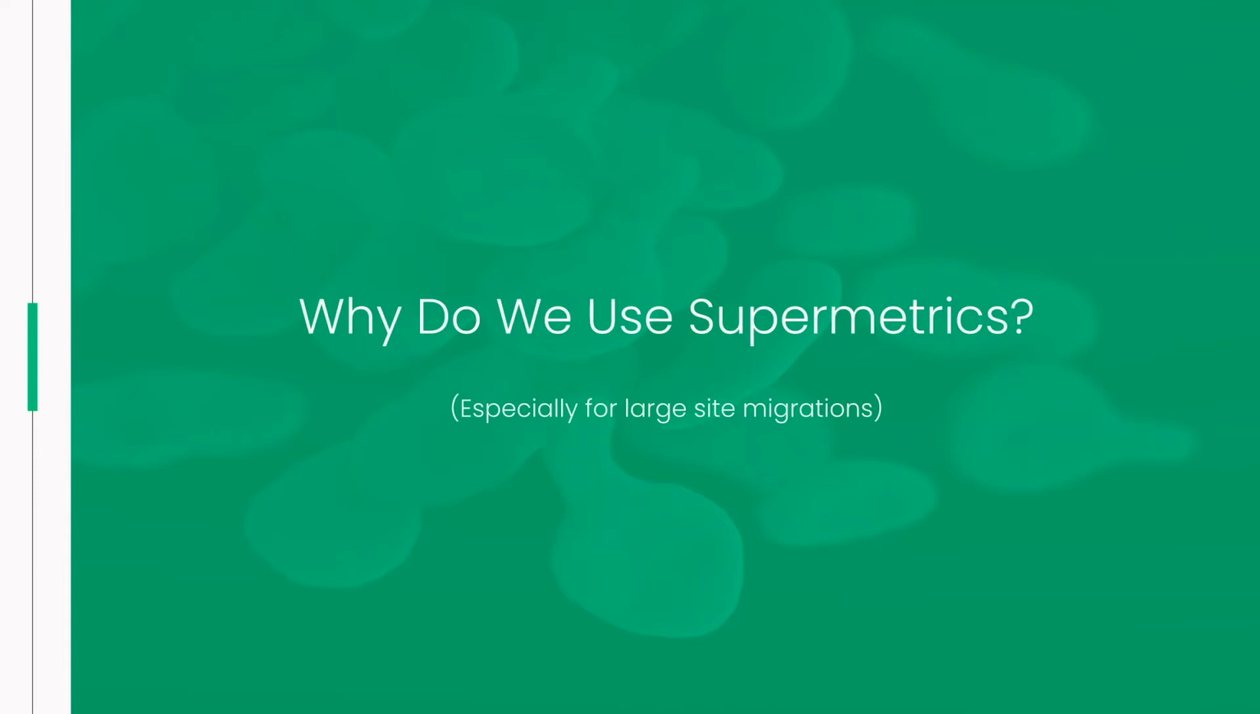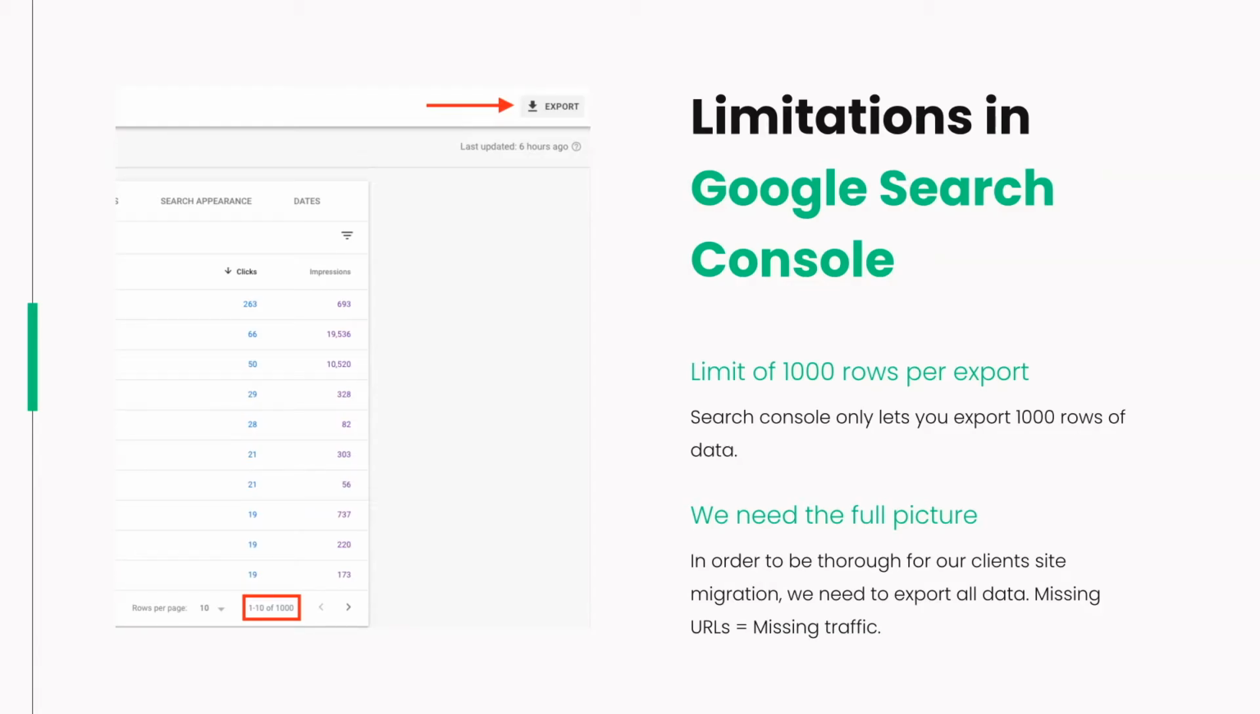So why do we use Supermetrics, and especially why do we use it for large site migrations? Well, when we are trying to do a site migration on a large site, we could use Google Search Console and use the export button here, but you'll see that it only gives you a list of 1,000 rows per page. So for some large enterprise sites with thousands and millions of pages, it's really difficult to capture all that data from just one Google export. So in order to fix this problem, we have to use Supermetrics to import that data.